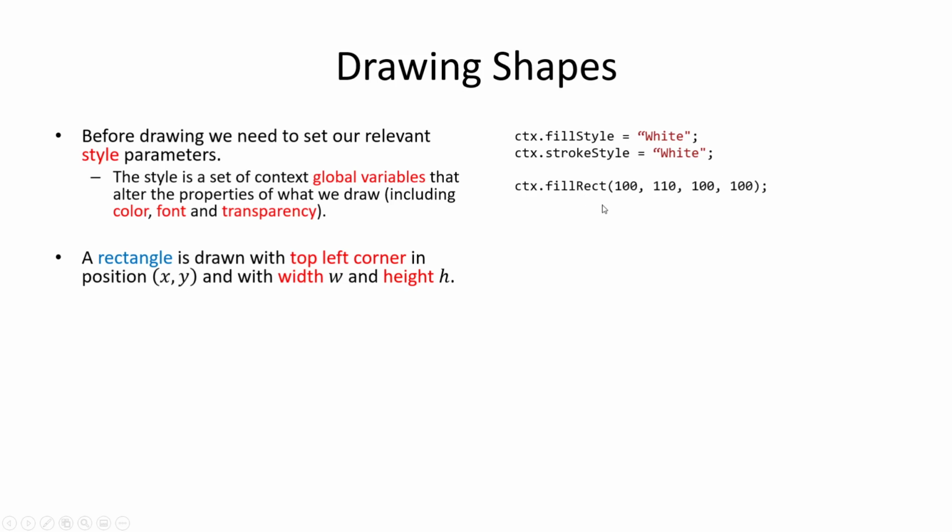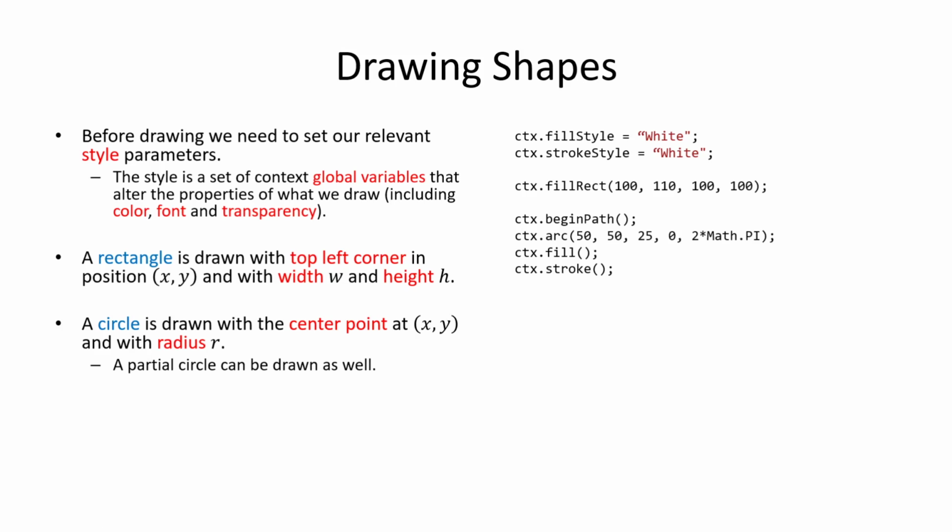And this will fill it in, although if we called stroke rect instead of fill rect, it would only draw the outline for us. A circle is drawn using the arc method, which technically is used to draw arcs. And an arc, of course, is sort of a circle segment. And so the arc method can be used to draw a full arc, which is a full circle, and that's what I have suggested here.